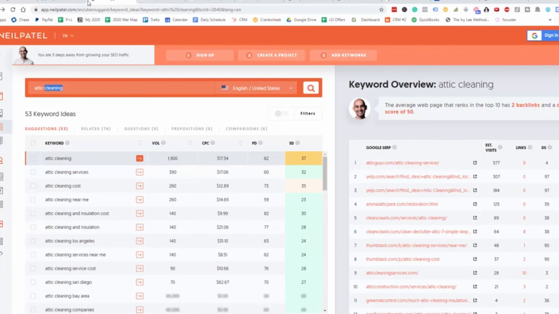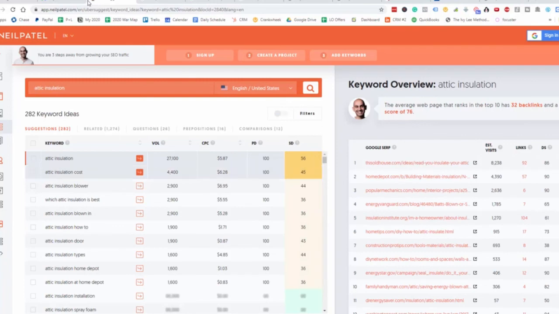So now let's type in here attic installation for the other keyword ad group. So we would have the attic installation cost. Let's see here. Attic installation, attic installation company, attic installation services near me, contractor near me, right? All of those related keywords.